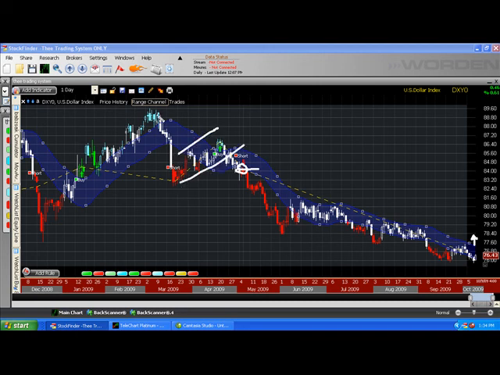Here's our bear flag over here, another small one over here. So are we going for a bear flag, or are we going for that ascending wedge, which would mean a lot more?